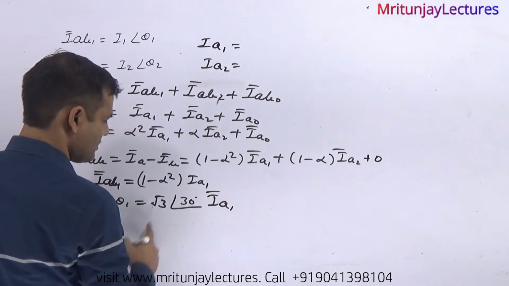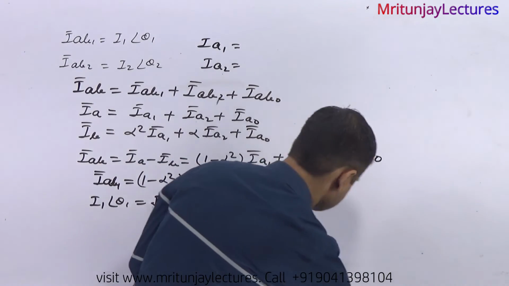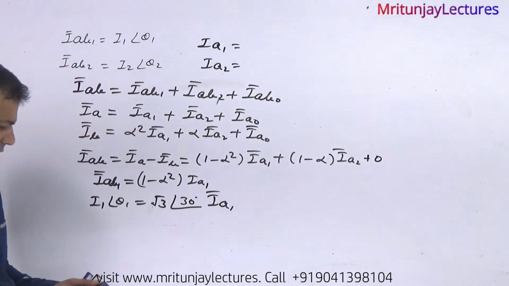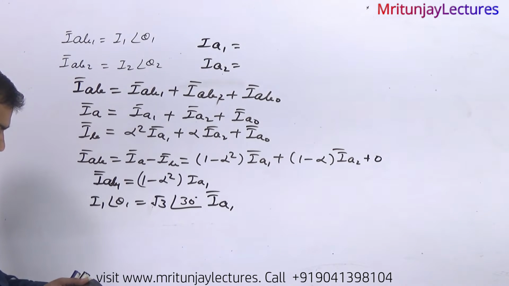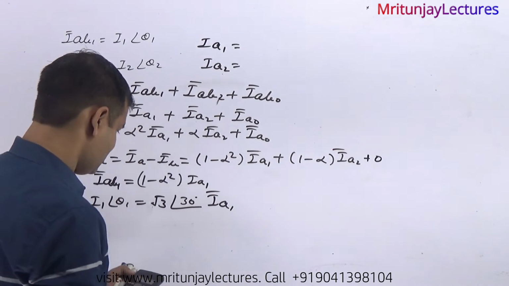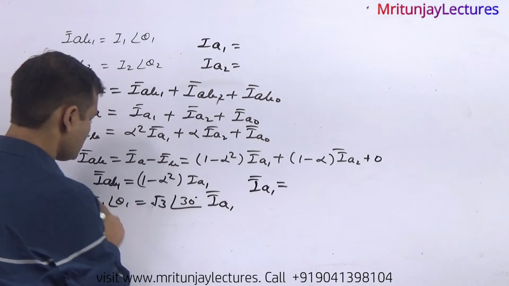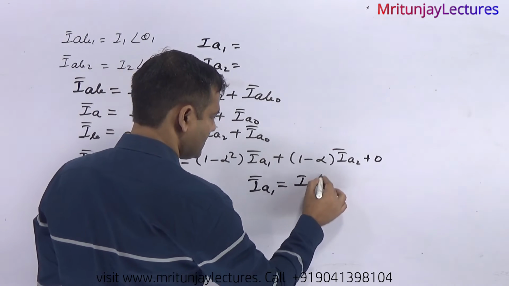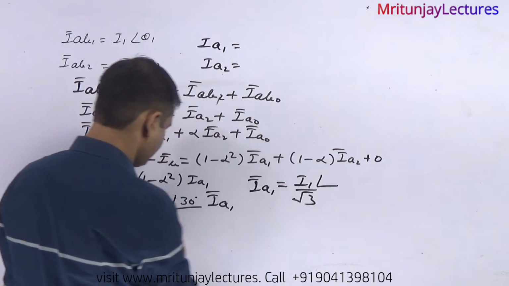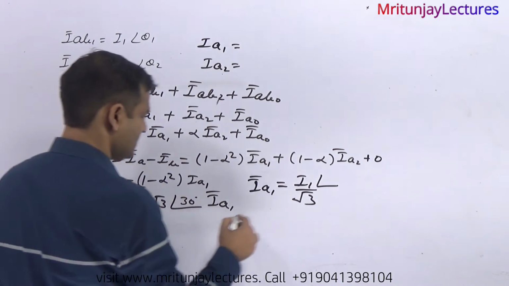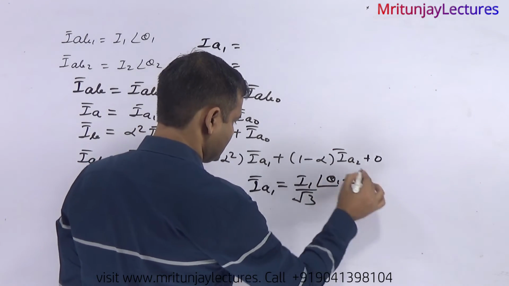So if you solve it, 1.7322, okay, 1 minus 1 at the angle minus 120. Okay, so clear. So IA1 is I1 at the angle theta 1 minus 30 degree divided by root 3, that is IA1.